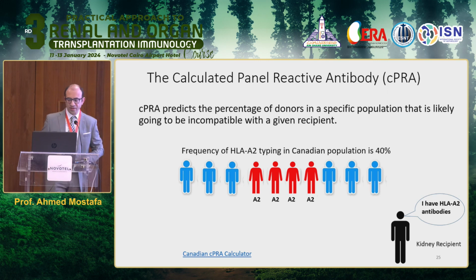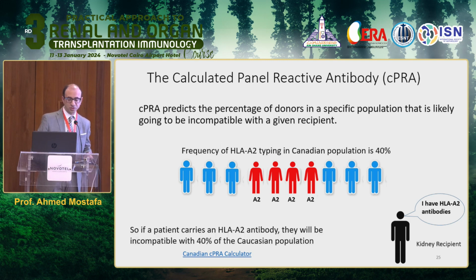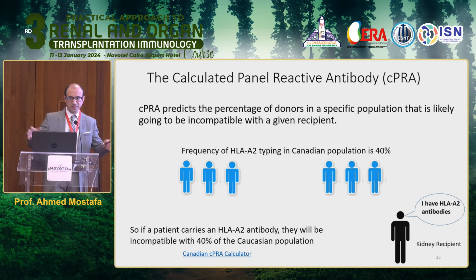Now, if we have a patient who has HLA-A2 antibodies, this patient will react with 40% of these individuals, and there will be a virtual cross-match positive. So the only chance he has is to get donors from the other 60%. So his CPRA, or the calculated panel reactive antibody, is 40%. It's very important when we go to deceased donor transplant, because we need to know the likelihood that they're going to find a suitable donor.